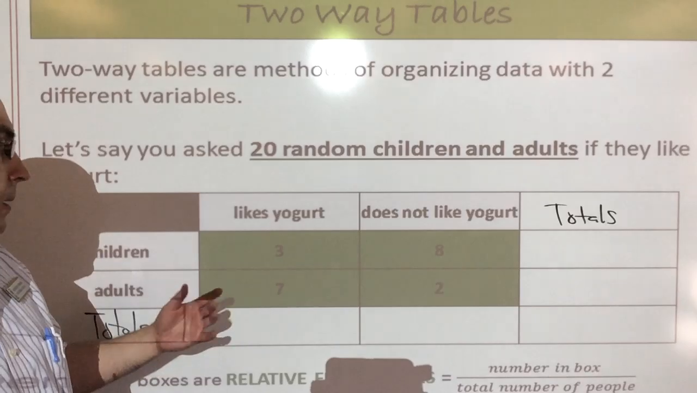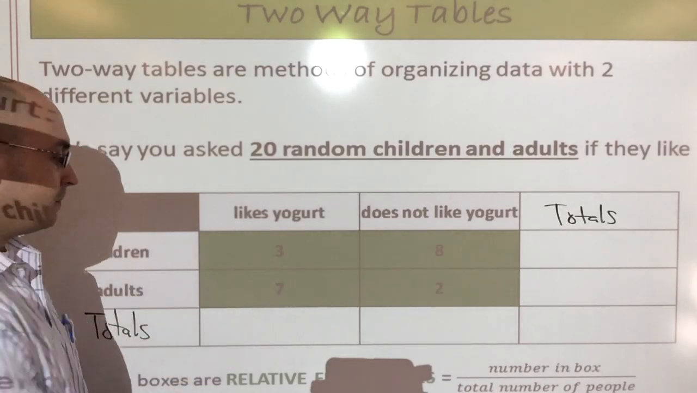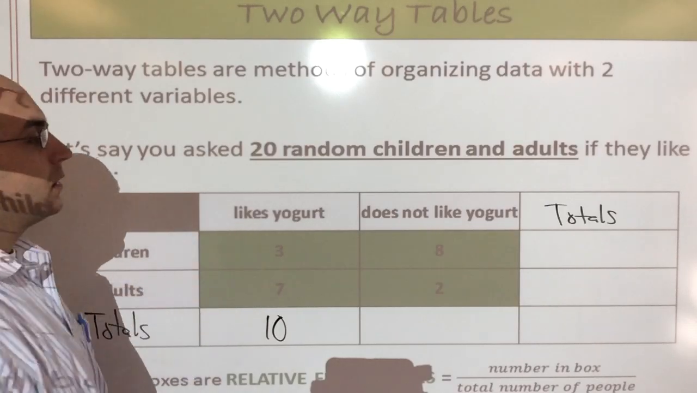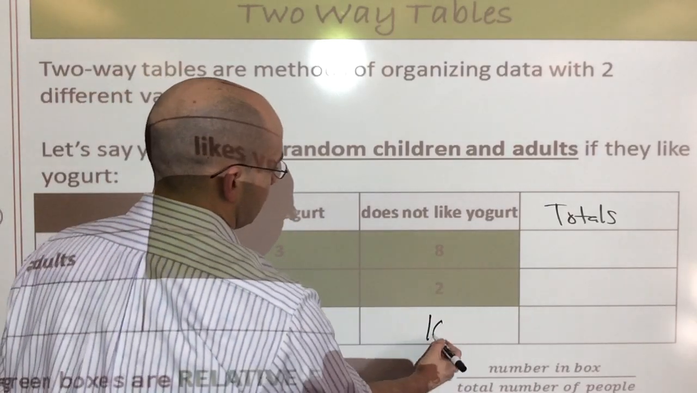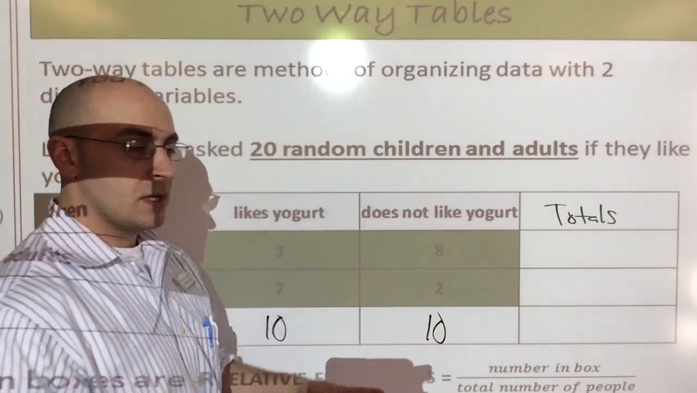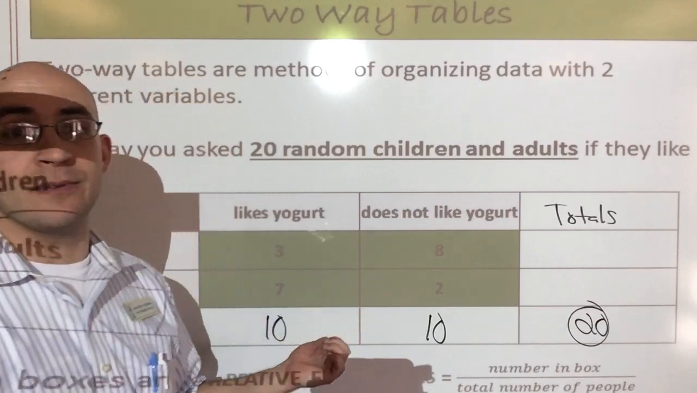So I'm going to add, right? So that's all a two-way table does. 3 plus 7 is 10, which means I had 10 total people liking yogurt. Here, I have 8 plus 2, which is also 10. That means I had 10 total people that did not like yogurt. So if I add across, I should have 20 total people that were surveyed for this type of two-way table.